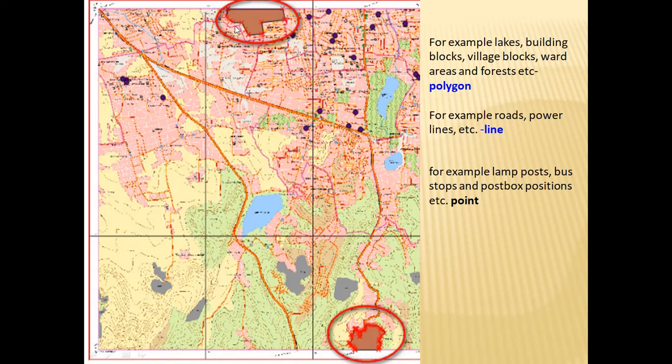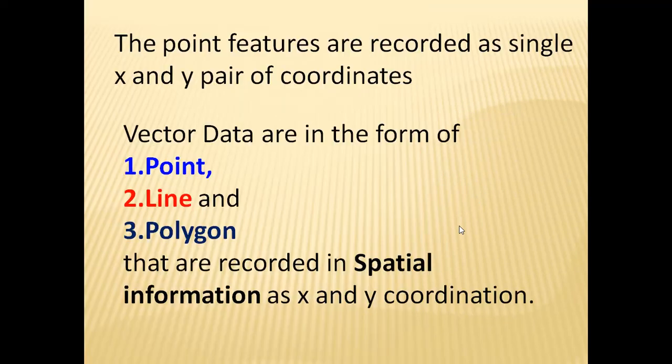Then if you find any areas, meaning agriculture area, forest area, water bodies, like that, then you can take the polygon tool from the software and digitize it as a polygon on the topo sheet. After completion of point, line, polygon, you can store this thematic map as vector data. Okay, then one by one we will discuss it.